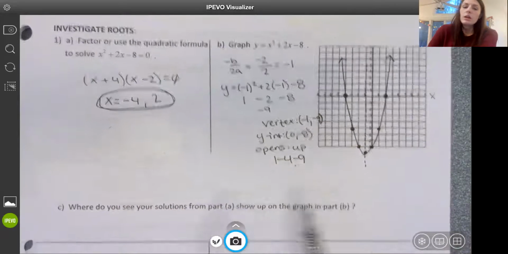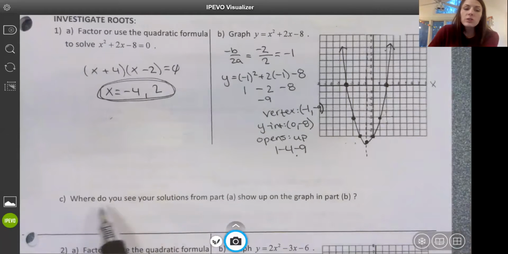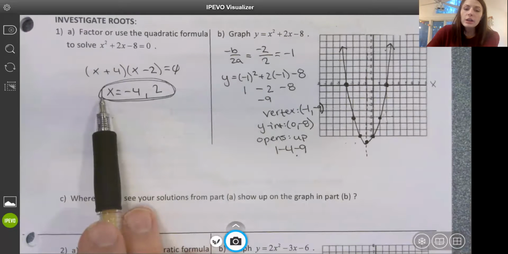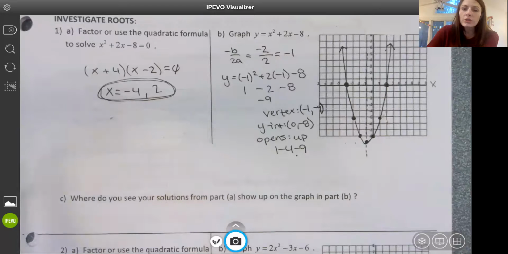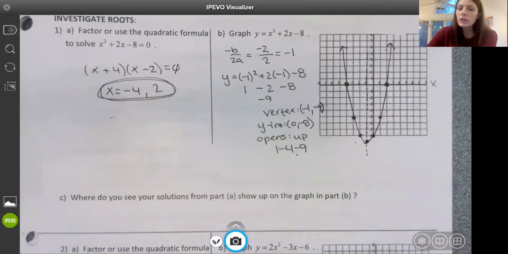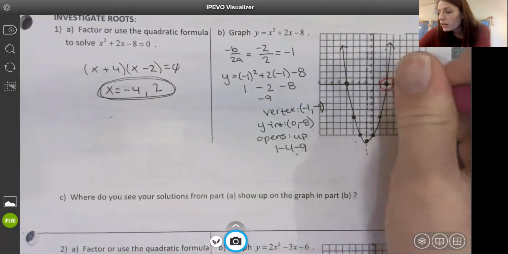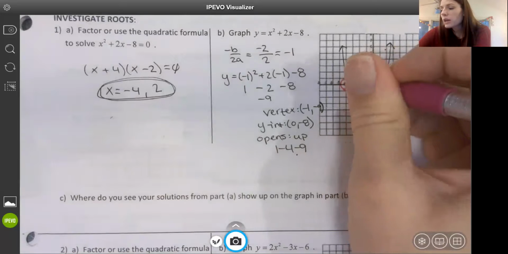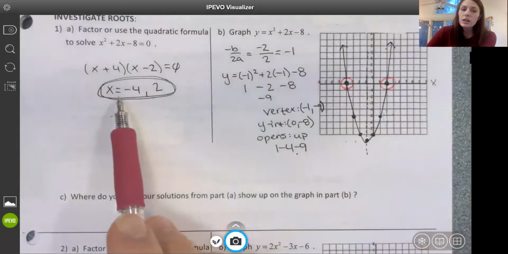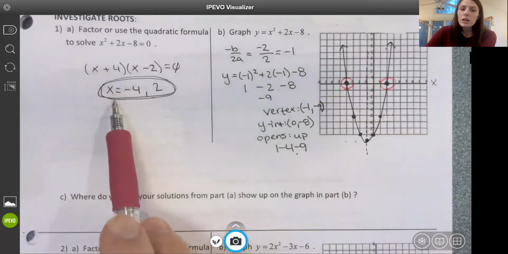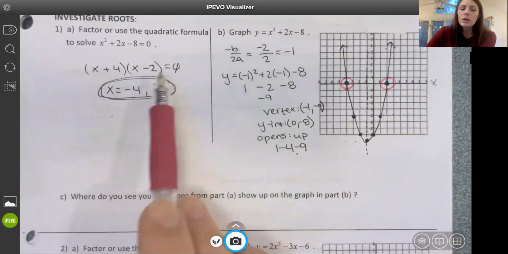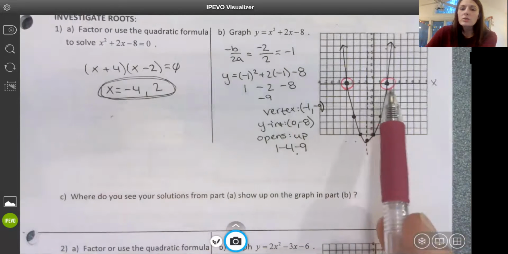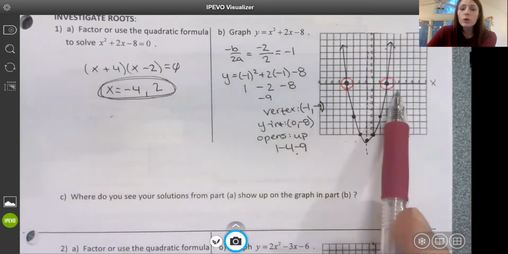Okay, and then it says, where do you see the solutions from part A show up on the graph in part B? So our solutions are 2, -4. And hopefully where you see them is right here. And we've talked about that quite a bit, right? That our solutions, when we're solving a quadratic, are the x-intercepts of my graph. So if in factored form, I get 2 and -4, that's where it should be crossing my graph, at +2 and at -4, and it is.